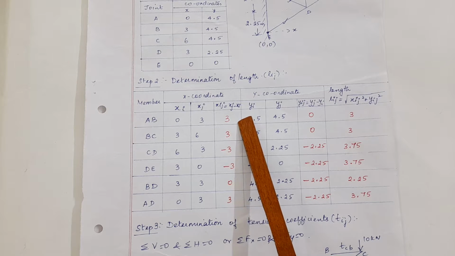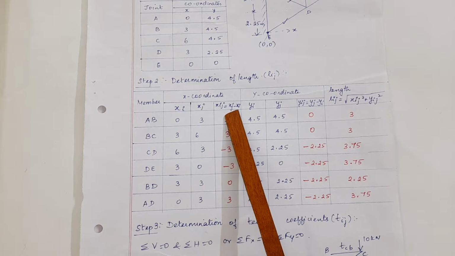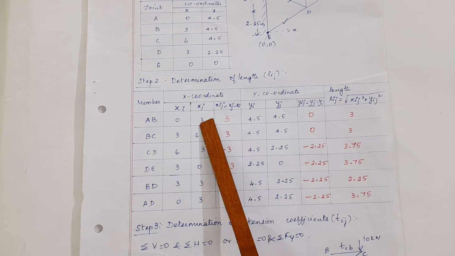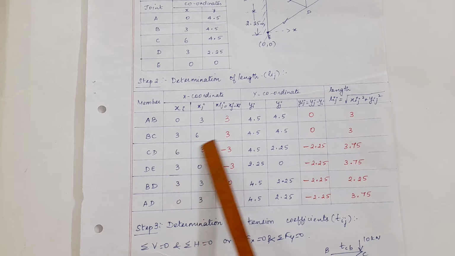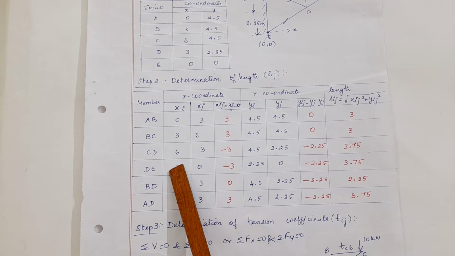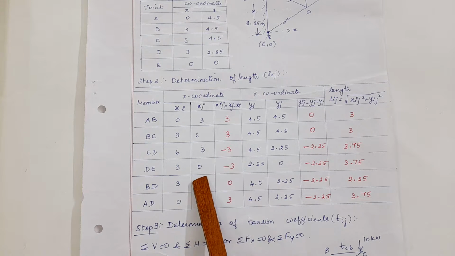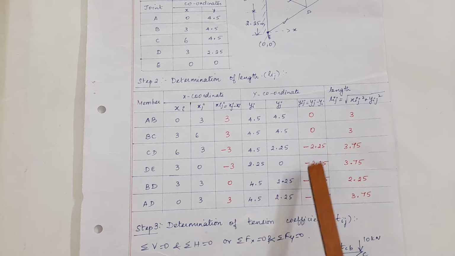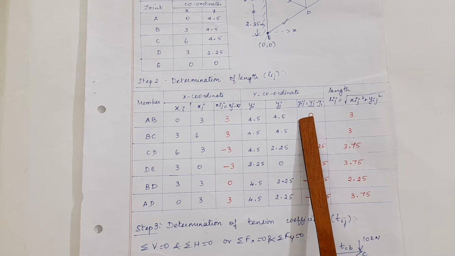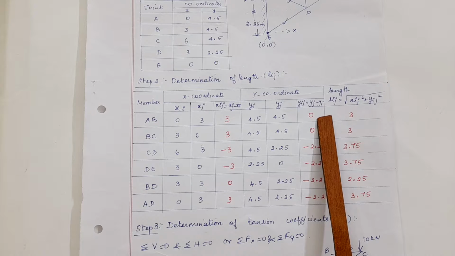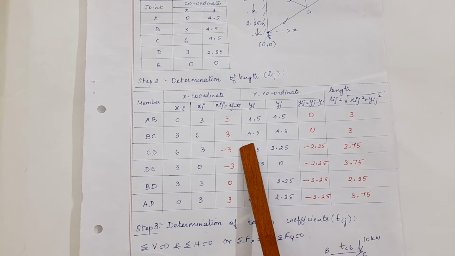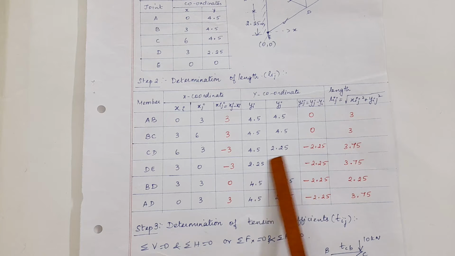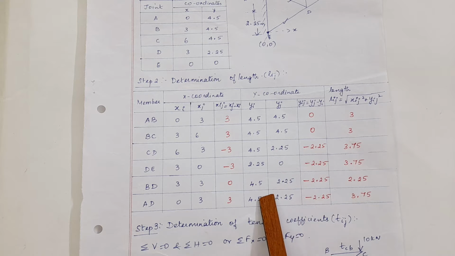Now we will find what is xij. Xij is xj minus xi. See here, 3 minus 0. I got the answer. 6 minus 3. I got the answer. 3 minus 6 minus 3. Same way I got for all. Same pattern for yij. Yj minus yi. So 4.5 minus 4.5. Here also 2.25 minus 4.5. I got a negative value.